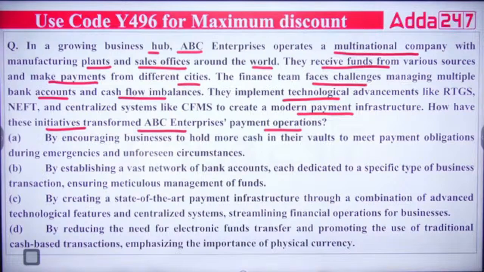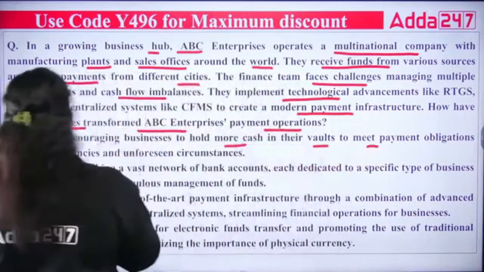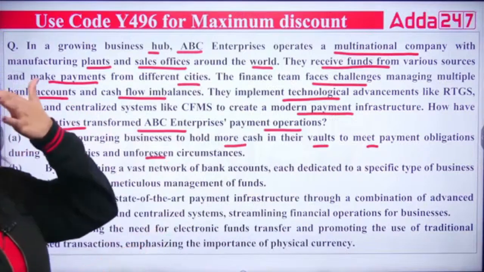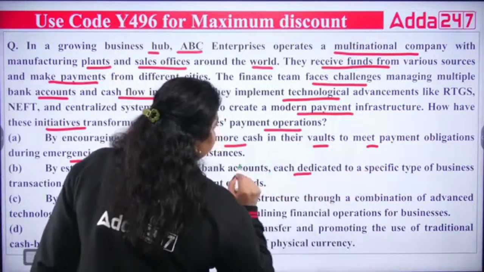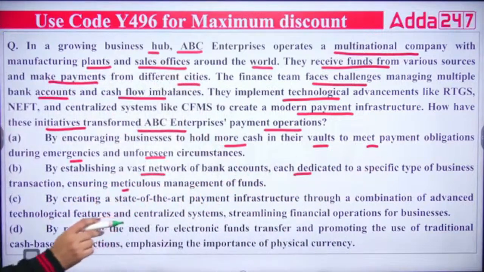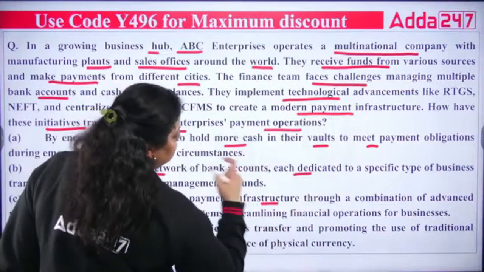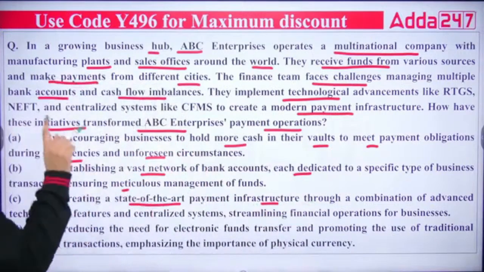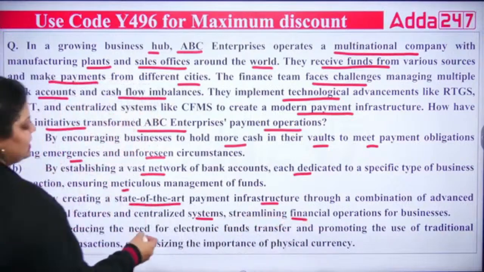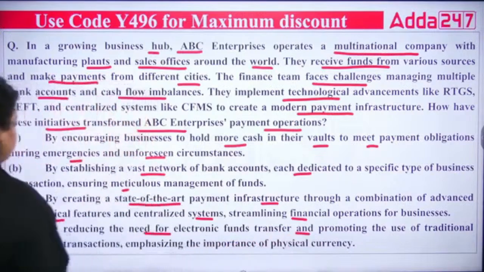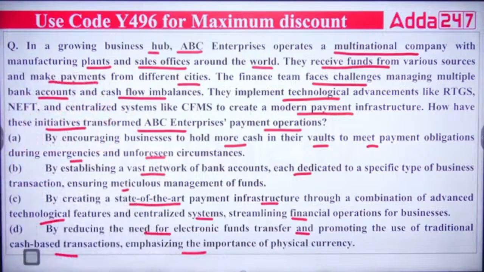First option says by encouraging businesses to hold more cash in their vaults to meet payment obligations during emergencies and unforeseen circumstances. Second says by establishing a vast network of bank accounts, each dedicated to a specific type of business transaction, ensuring meticulous management of funds. Third says by creating a state-of-the-art payment infrastructure through a combination of advanced technological features and a centralized system, streamlining financial operations for business. Fourth, by reducing the need for electronic fund transfer and promoting the use of traditional cash-based transactions, emphasizing the importance of physical currency. So what do you think?